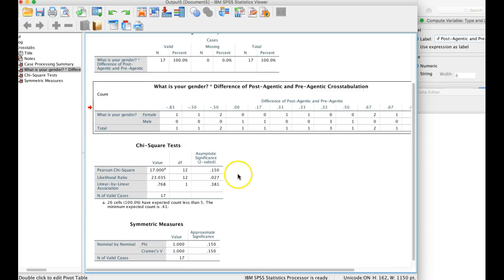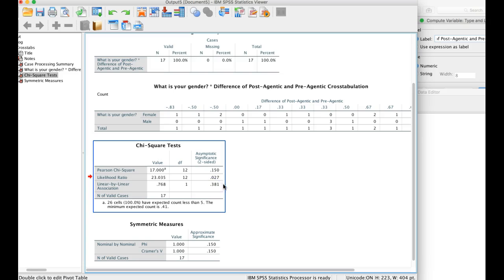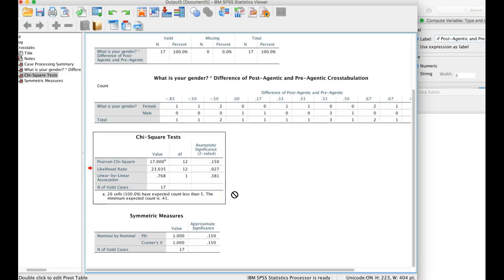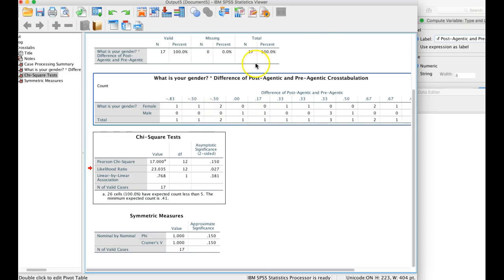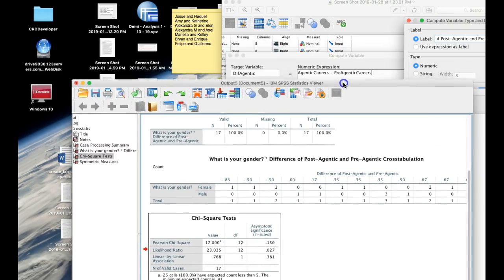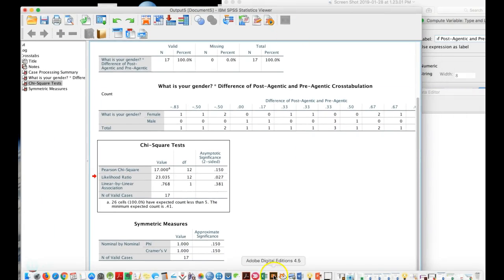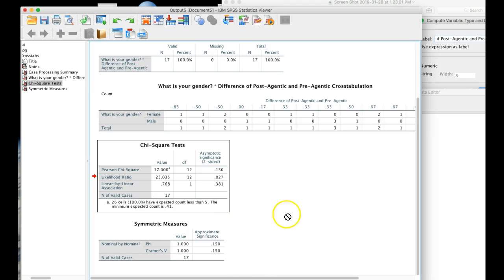It also, at the same time, gave me chi-square tests. I still do not think that this gives me any significance that I can talk about in my chapter 5. And then the symmetric measures, I'm really not sure how to read that. There were 17 valid cases. So what I believe I am showing is that by doing just a simple calculation of those two variables, I took the post minus the pre.